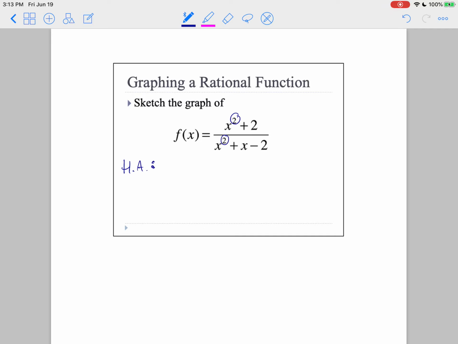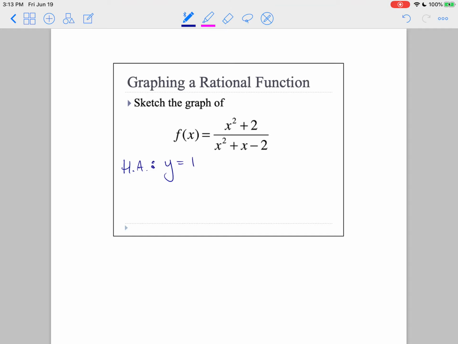So I'm looking at the degree of the numerator and denominator. They're the same, which tells me I should be looking at the ratio of the leading coefficients. 1 over 1 is 1, so y equals 1 is the horizontal asymptote.